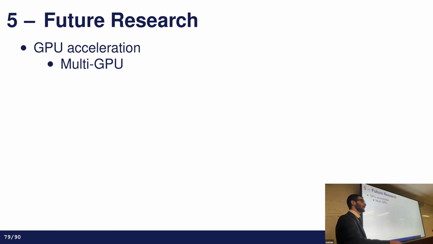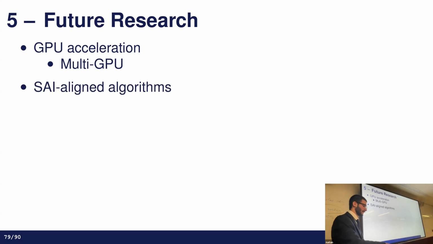There are a couple of things that need to be handled before that can happen. Number one, handling memory better. Memory is currently not allocated as efficiently as possible, and it would exceed the RAM of the GPU cards pretty quickly. The second is using SAI-aligned algorithms.